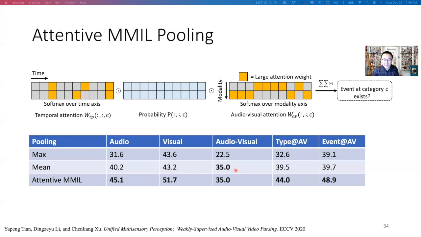Our attentive MIL pooling allows us to assign different weights to audio and visual segments within a video bag for each event category, so that it can adaptively discover useful segments and modalities and achieve better performance than the compared best models.